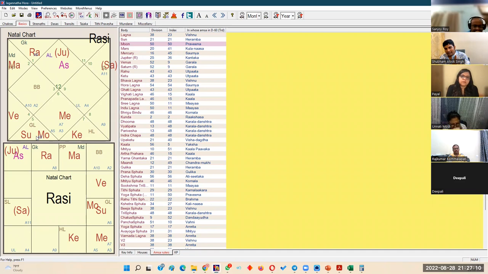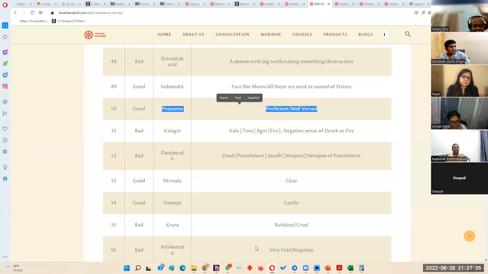Always remember, never forget the Rashi chart. The Rashi chart is the only chart. The calculation of the Rashi chart takes a lot of calculation, hence it is very important. Other divisional charts don't take that much. Secondarily, this Praveena is a good division, hence the dasha antardasha of this moon will be good as well.